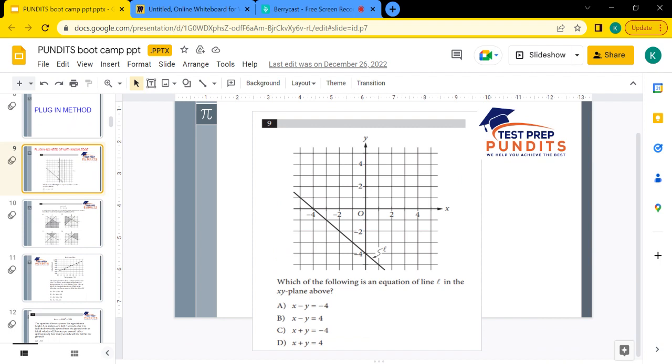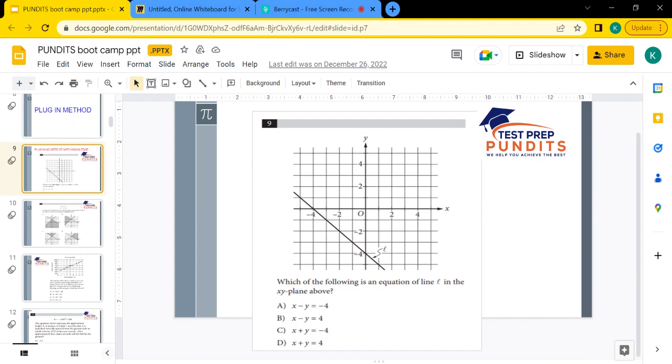You probably know how to solve this using linear algebra, but let's not waste any time talking about that and move straight to the plug-in method. It's basically the opposite of back solving. In back solving, we took values from the answer choices and put them into the question. We're going to do the opposite. We're going to take values from the question and put them into the answer choices. I'm going to show you how.